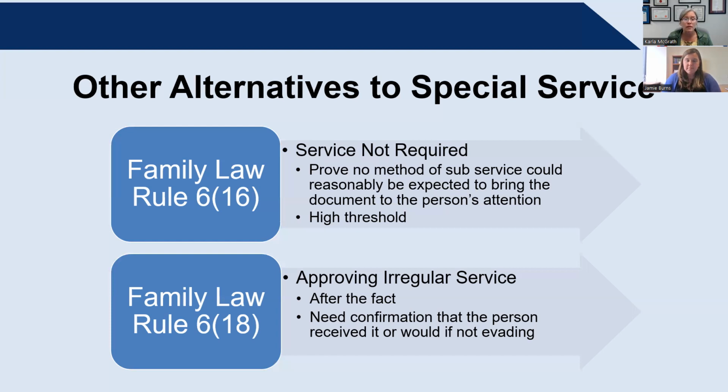So the other option is Family Law Rule 6, sub 18, which is approving irregular service, often referred to as regularizing service, and not ever by me, just so you know.